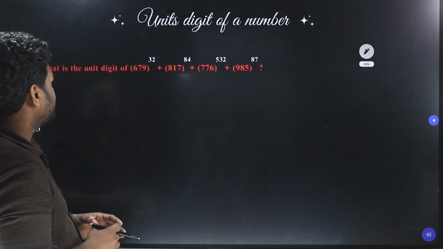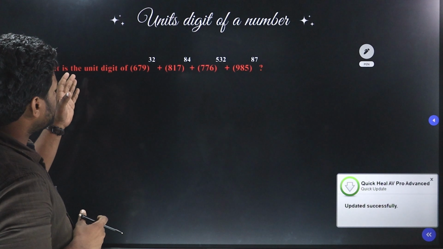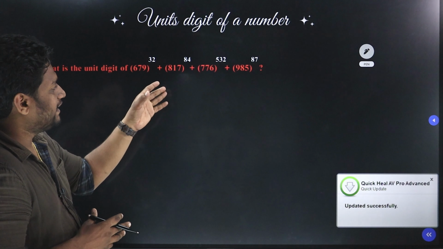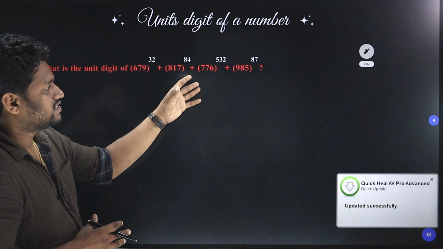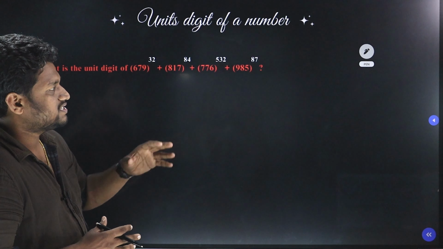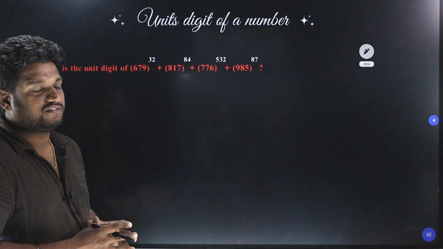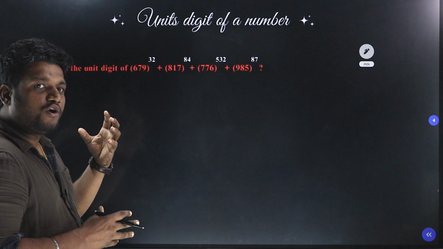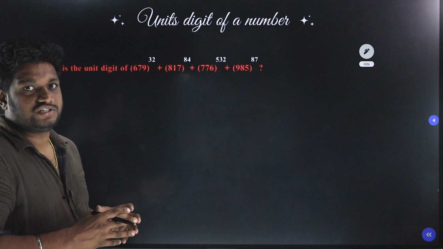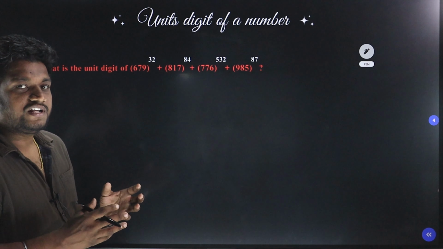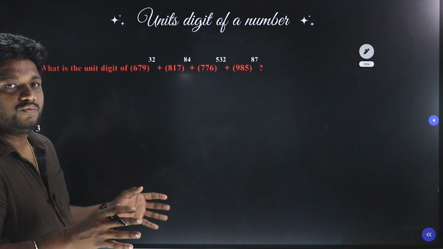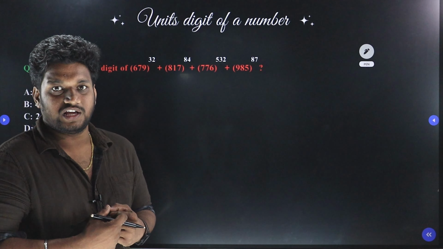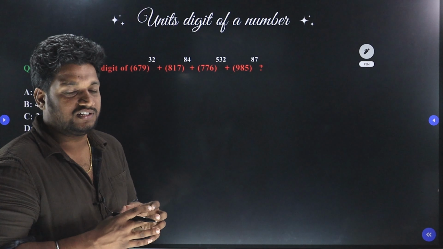Third question: what is the units digit of 679 power 32 plus 817 power 84 plus 776 power 532 plus 985 power 87? How do we have to solve this question? Yesterday I already told you about the units digit of a number. In that we remembered some tables which are very useful and important. So let us gather those tables and find the answer for this.